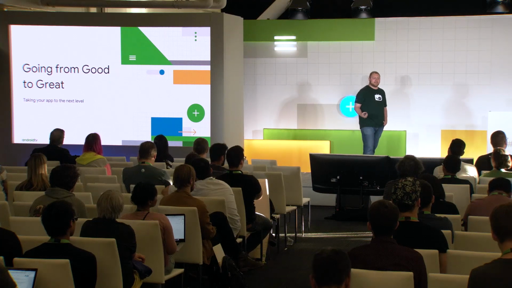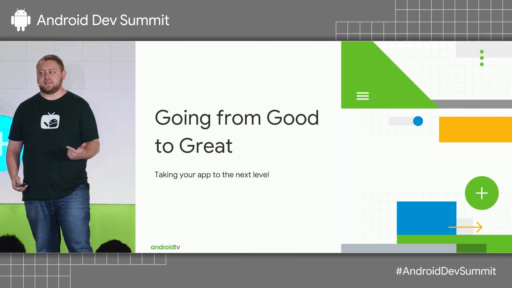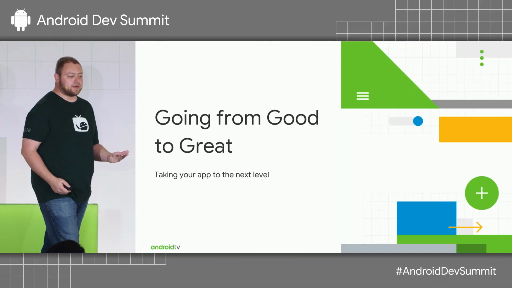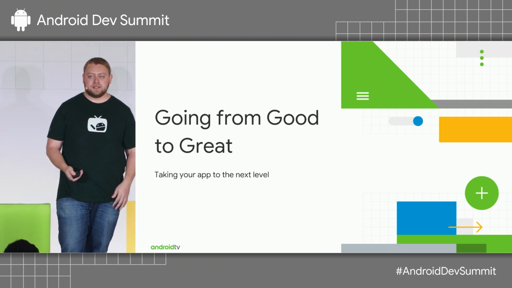But in a sense, that's kind of the minimal viable product. You're able to have a strong player, you're able to have easy to find content, and you're able to distribute on the Play Store. That's just a good app. How do you make it great?